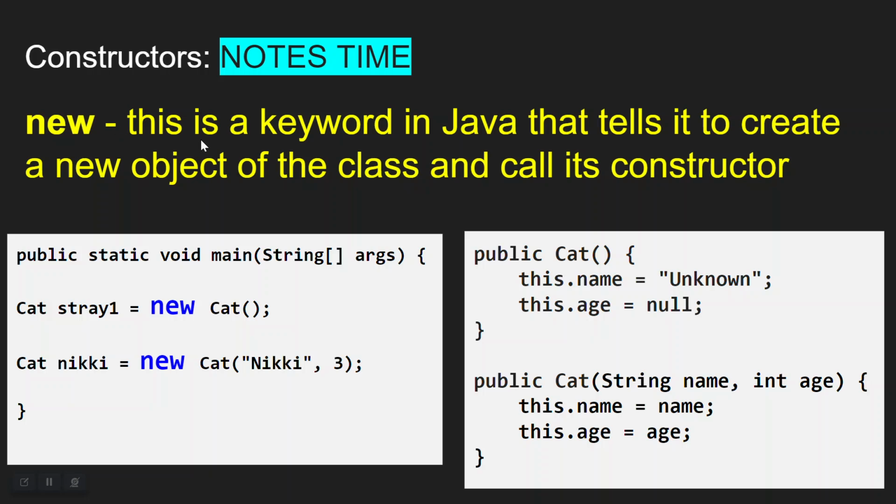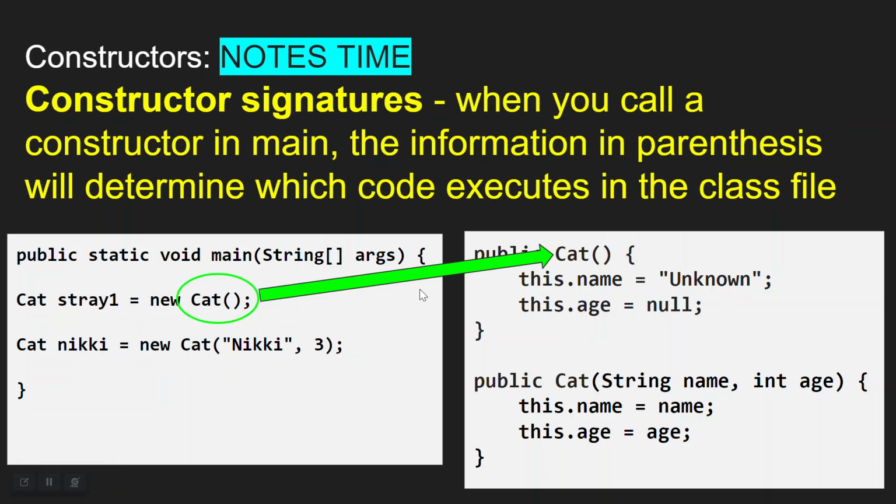The word new is a keyword in Java that basically tells it, okay, I'm creating a new object. And basically we'll call its constructor. So that's why the word new always appears before this last part right here. All right, so back to what we were talking about, overloaded constructors and a constructor signature.